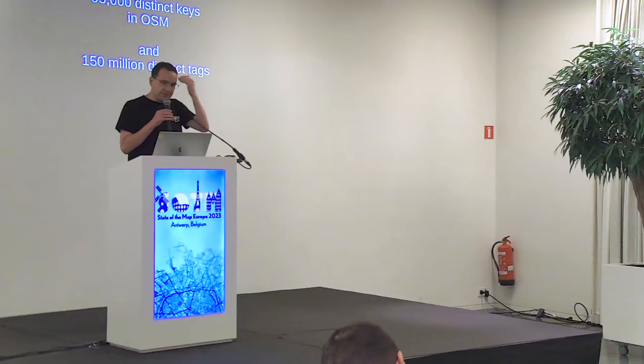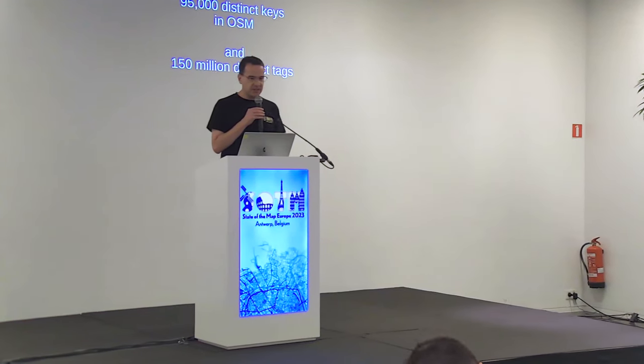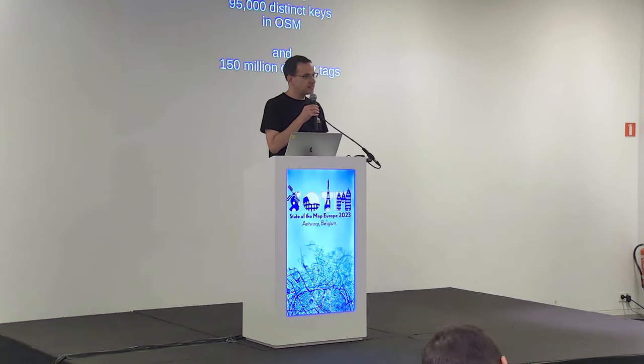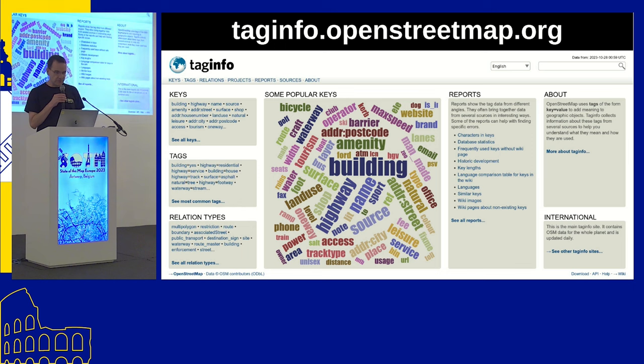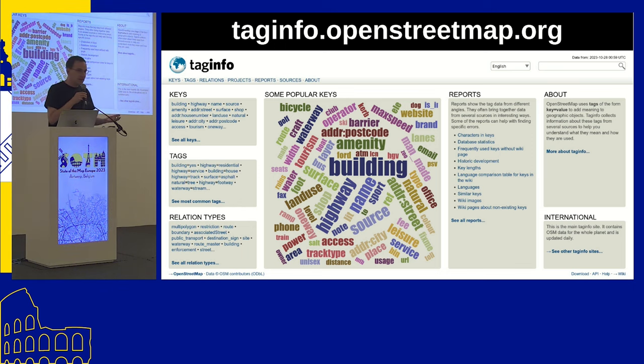There are 95,000 distinct keys in OSM and about 150 million distinct tags. And the question is, how do we find our way around them? And of course, you all know the answer. It's taginfo. I assume that everybody in here has seen and used taginfo. Who has not used taginfo, never seen it? One person. Okay, so go to the webpage and try it out.